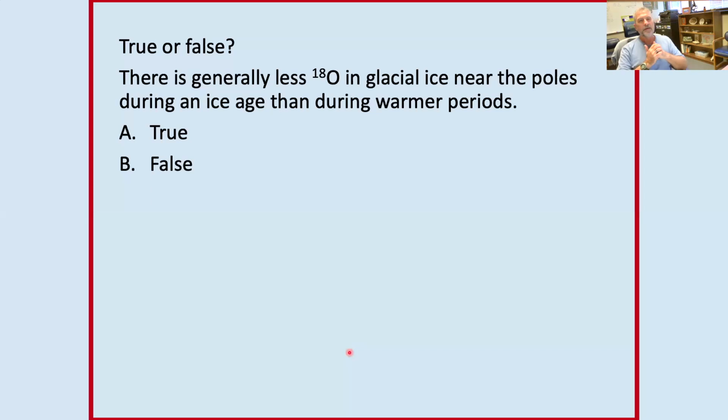Okay, true or false? There's generally less oxygen 18 in glacial ice near the poles during an ice age than during warmer periods. Well, this is, of course, true because the water that contains the heavier oxygen atom is going to precipitate out more quickly, and this is going to be lost before it gets to those polar areas if you look at the way these circulation patterns with water go.